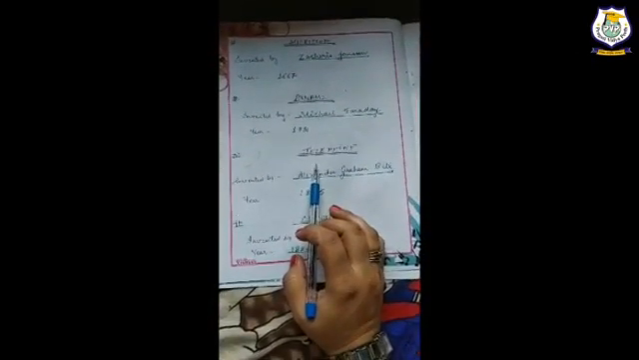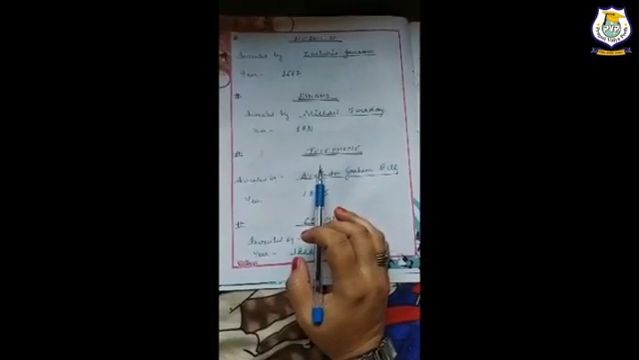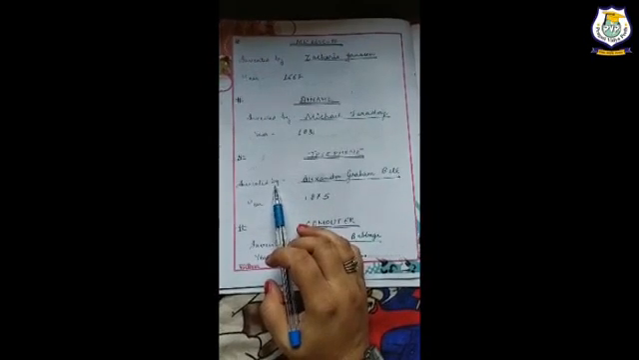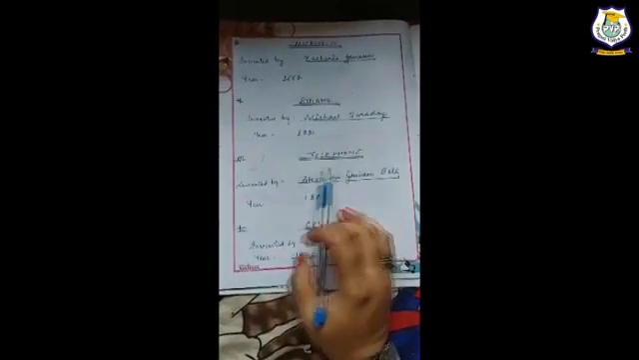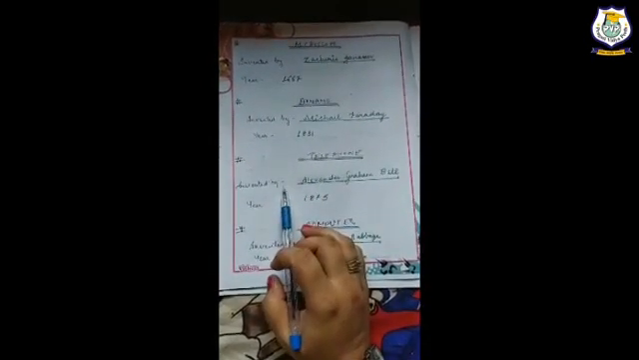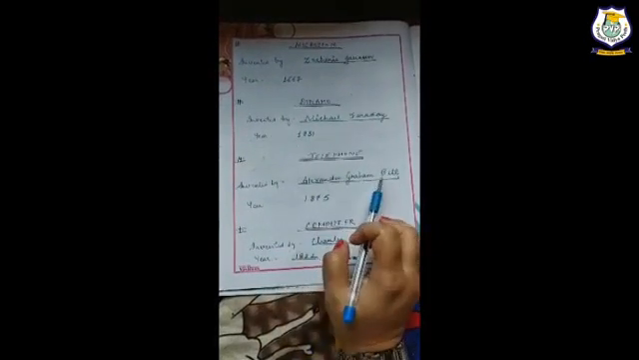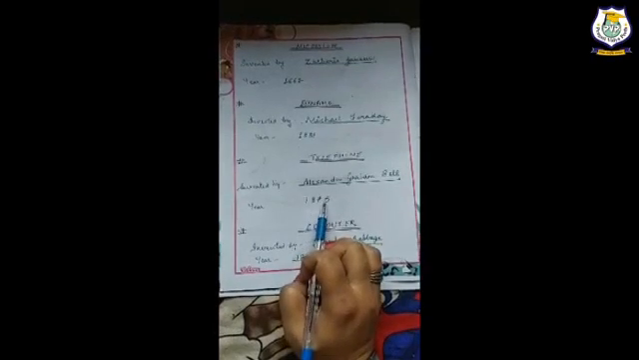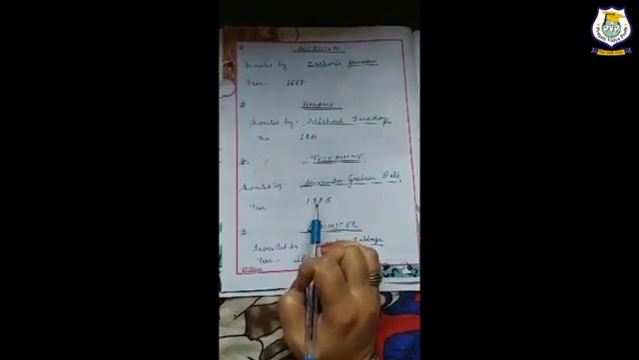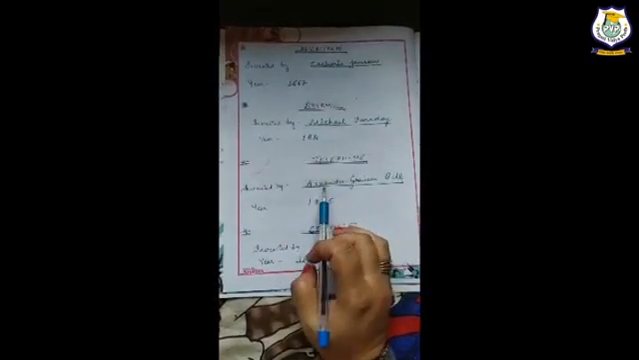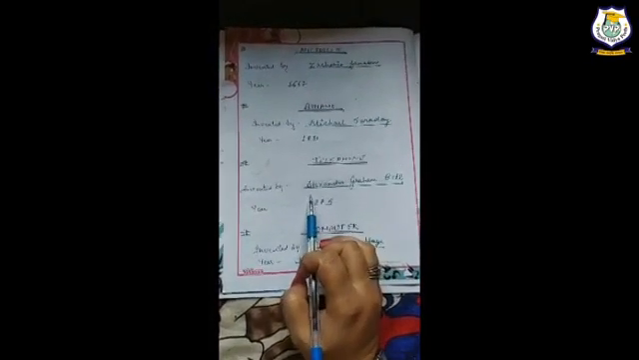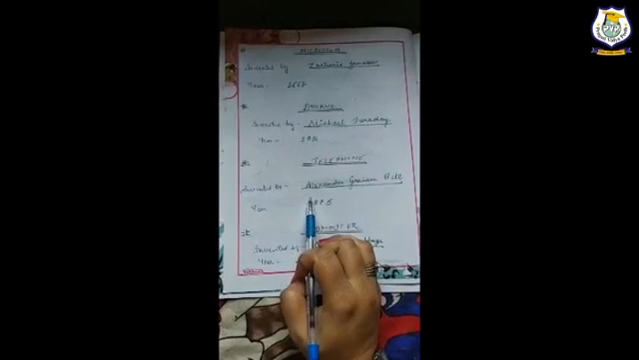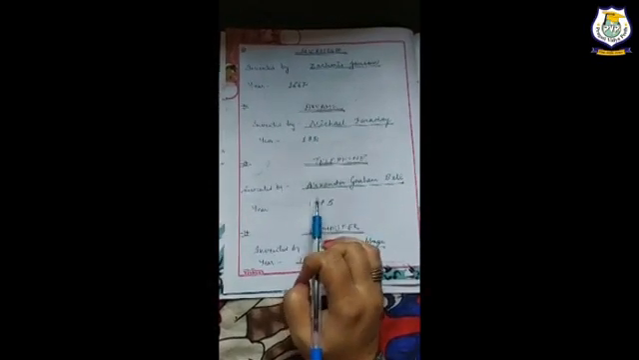Now, telephone. Students, you all have studied earlier also that telephone was invented by Alexander Graham Bell in the year 1875. Students, along with telephone, he also discovered graphophone. Graphophone was a sound recording device.